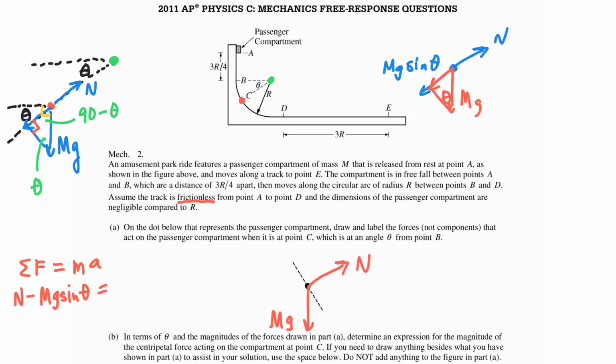Now normally we would write that is equal to m times v squared over r, but in the problem for part B they explicitly say to determine an expression for the magnitude of the centripetal force. And so for that reason, on the right hand side of this equation, I'm just going to write Fc. I think it is sufficient there to just say that the magnitude of the centripetal force is equal to N minus mg sine theta.